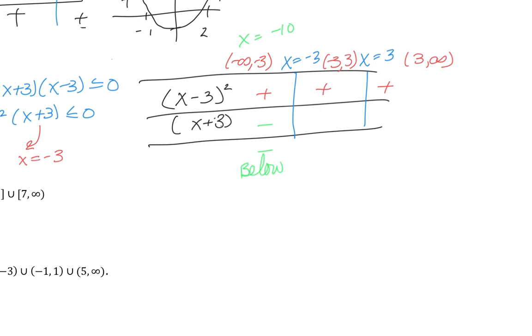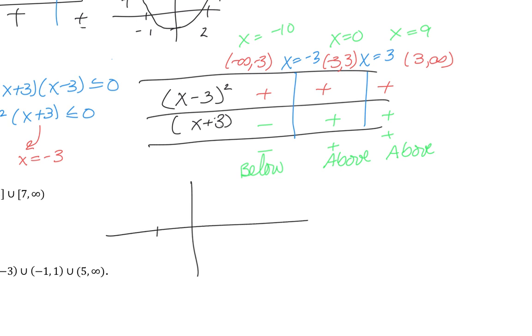I put in some number in this next interval. Let's put in x is equal to 0. Like I said, I like to use 0. This is positive, this is positive, this is above. And I'm going to put in something over here. Let's do x is equal to 9. This is positive, this is positive, this is above. Again, this will help us graph.